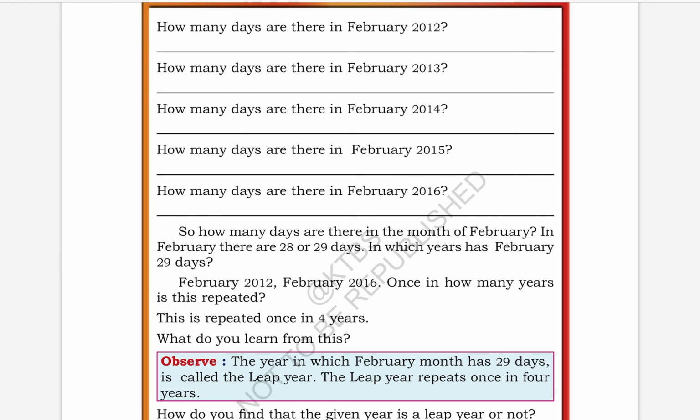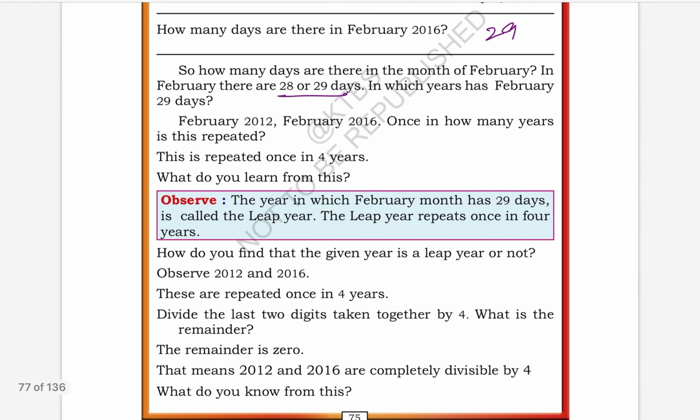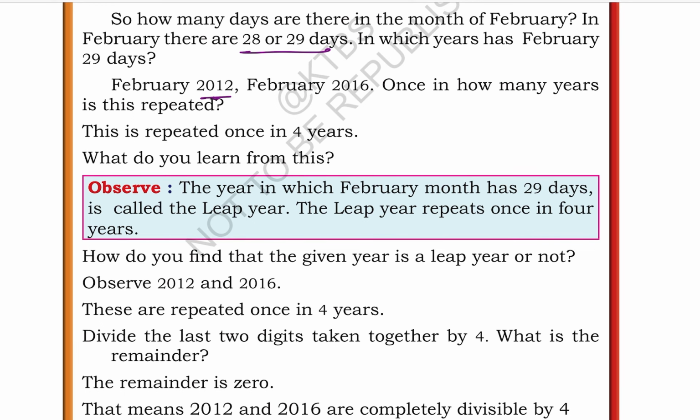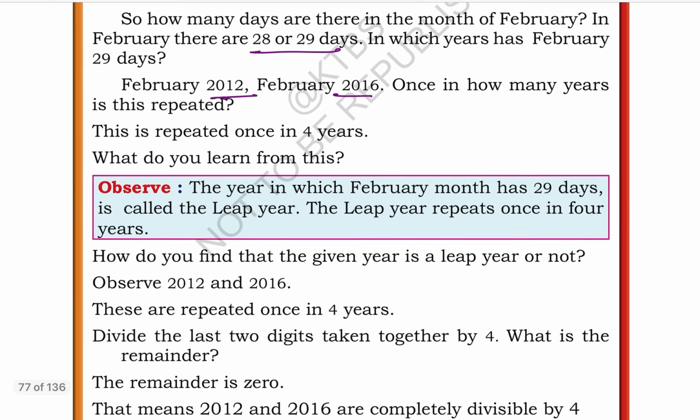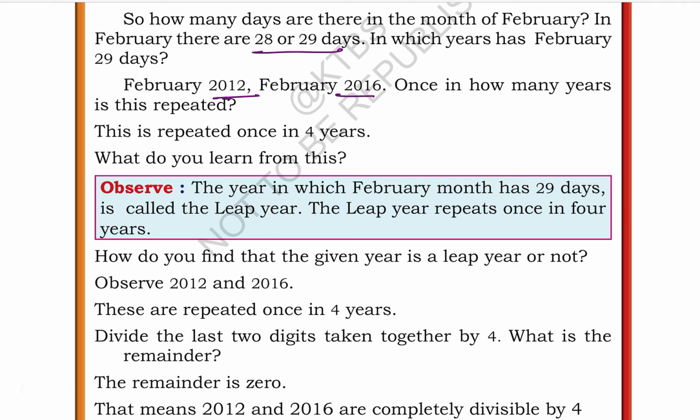See here, how many days are there in February 2012? 29. 2013, 28. 2014, 28. 2015, 28. 2016, 29. So how many days are there in the month of February? In February there are 28 or 29 days. In which years has February 29 days? February 2012 and February 2016. Once in how many years is this repeated? This is repeated once in 4 years, right?